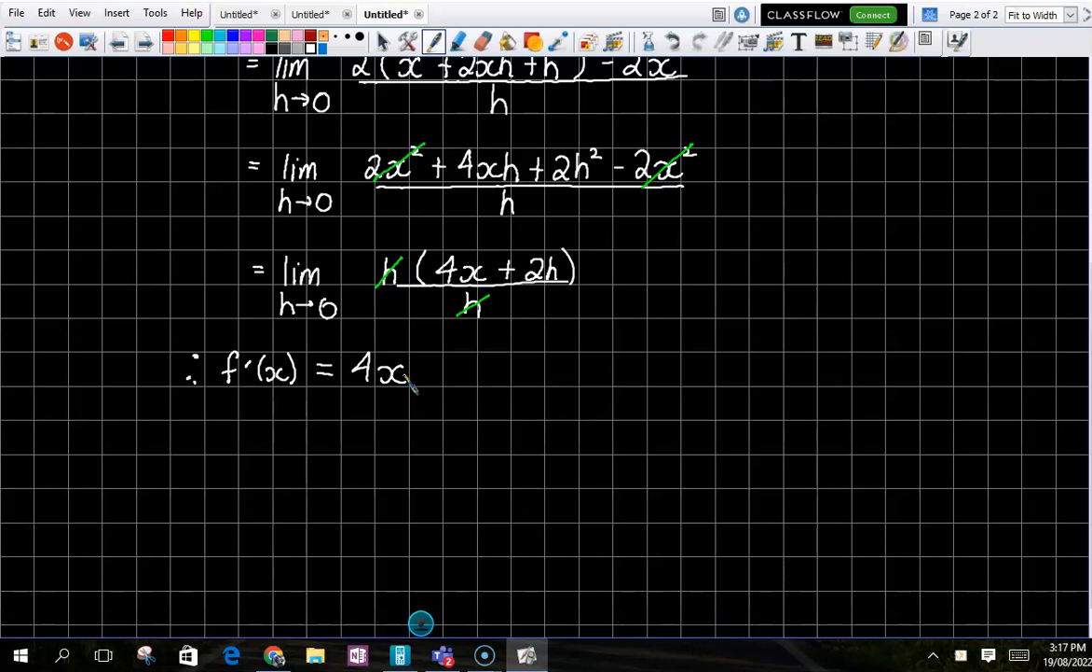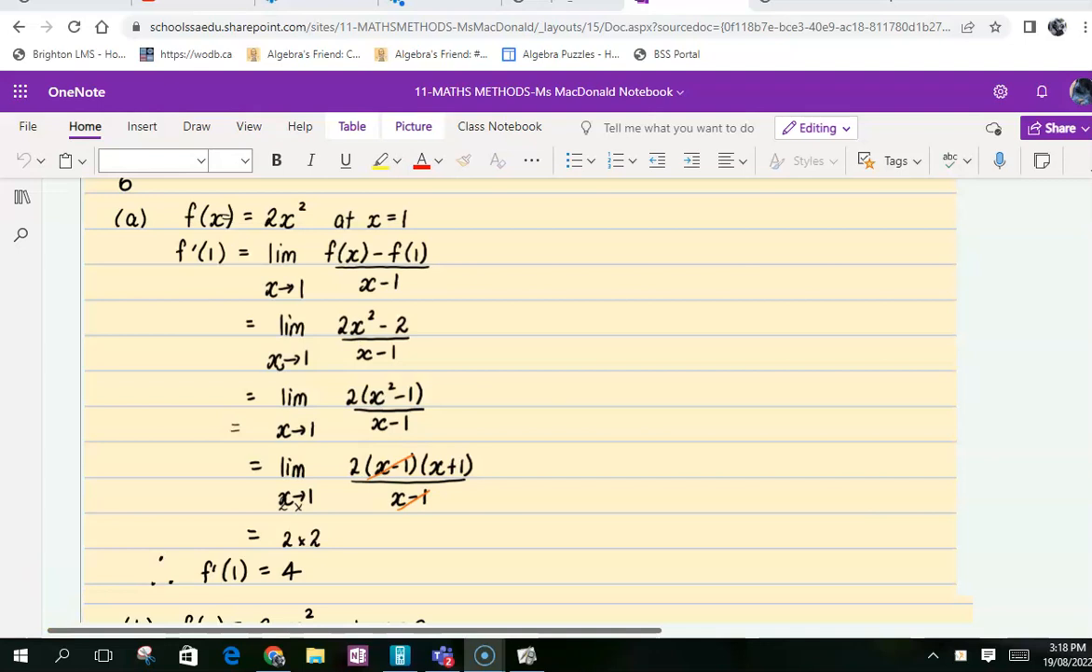What does that mean? It means at x equals 1, the slope will be 4. Now that is the very first question that I got you to do, I believe. Let's go back and look at it. Right, did we not get 4? Same one, 2x squared at x equals 1.